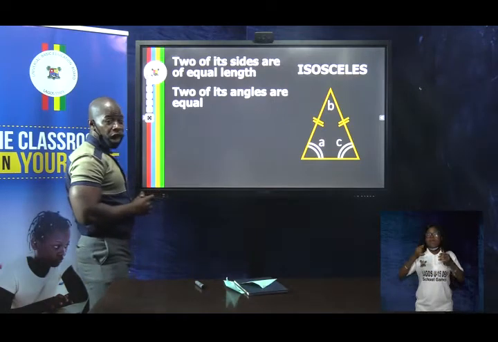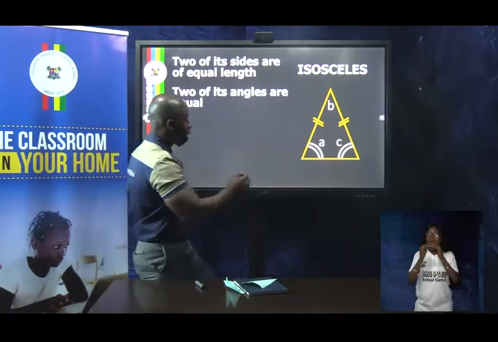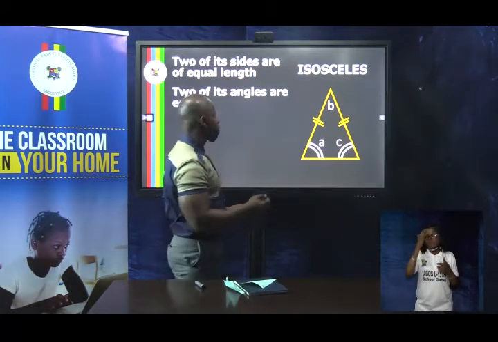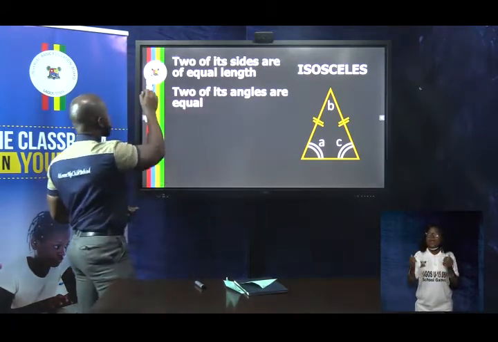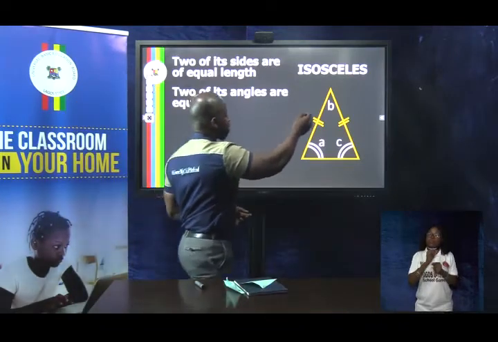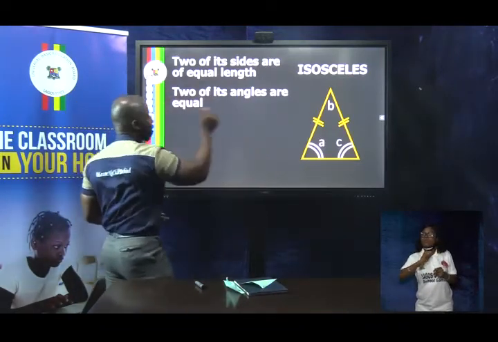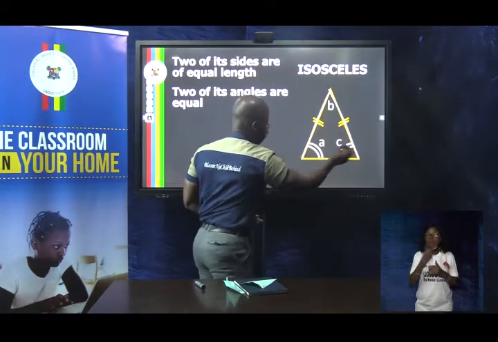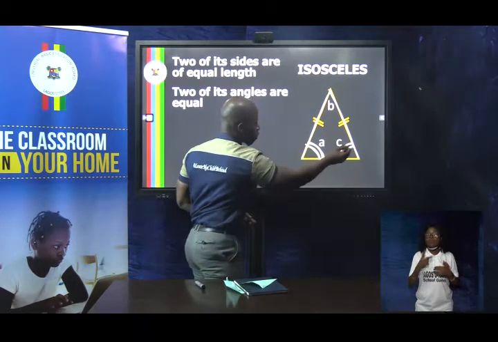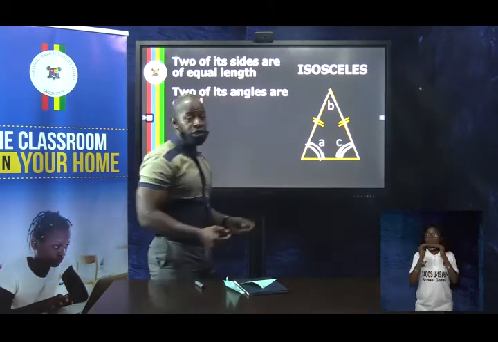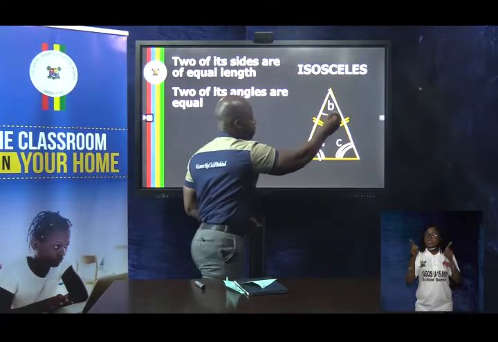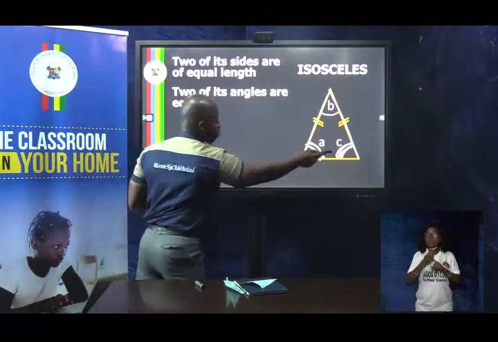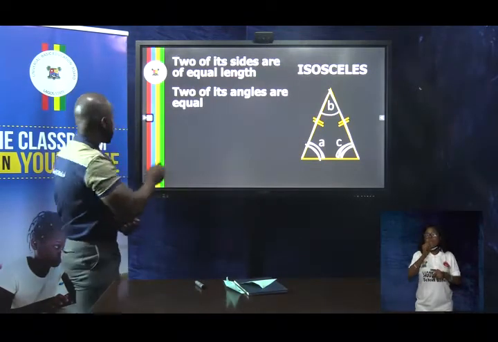Two of the angles are equal. Now the two angles that are equal are A and C. These are called the base angles sometimes. To know the angles that are equal, just trace the sides that are equal, trace them down. This side is equal to this side. So at the end of the two sides, we will have the two angles that are equal. So A and C are equal. B is not equal to them. That's why we don't mark it the same way. These ones will get double markings and that one will get a single marking.